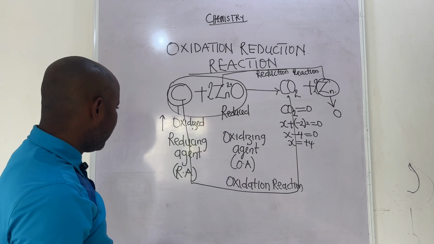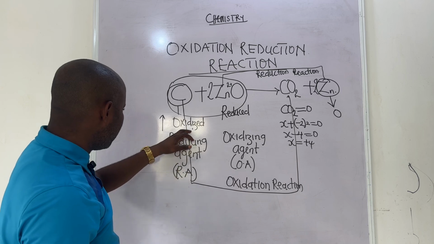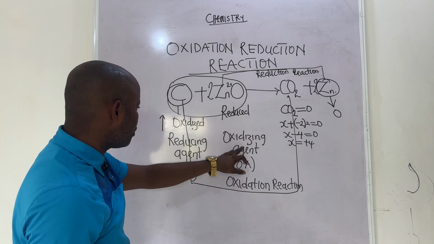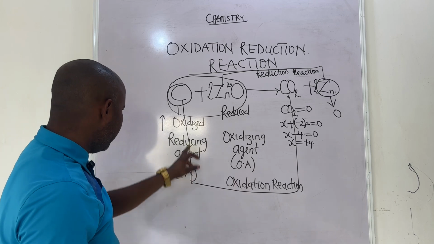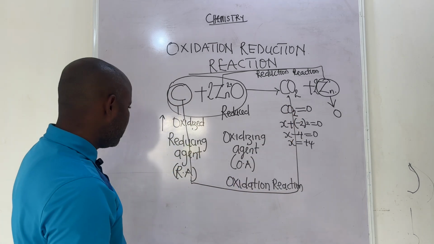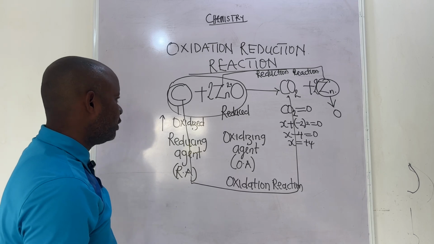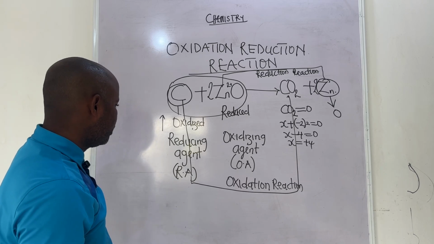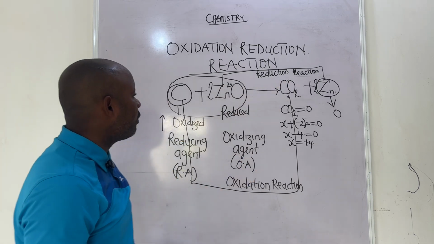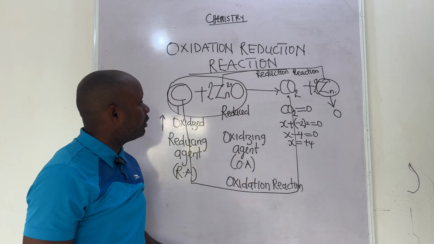So what do we have here? We said any part that is oxidized is a reducing agent. So any side that is reduced is known as the oxidizing agent. From this to this is known as what? Oxidation reaction. So from this to this, we have reduction reaction.